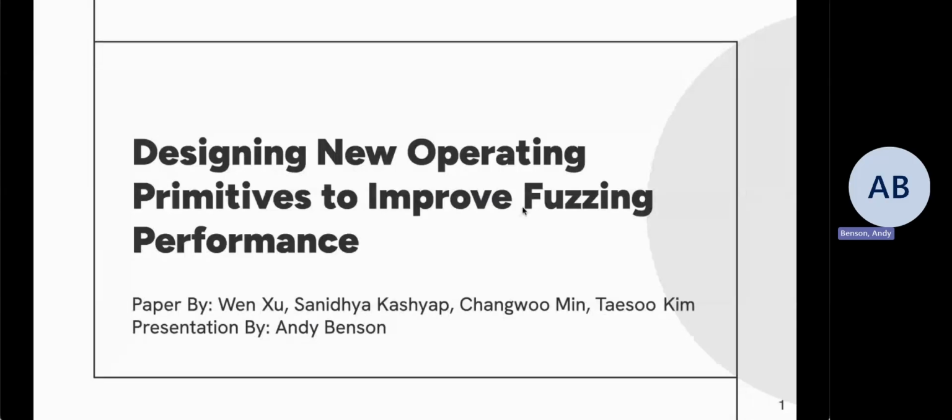Hello, everyone. My name is Andy Benson, and the paper that I am presenting on is Designing New Operating Primitives to Improve Fuzzing Performance. This paper tackles the problem of how to improve fuzzing by improving the speed of execution of new test cases. It was originally published in 2017 by ACM.